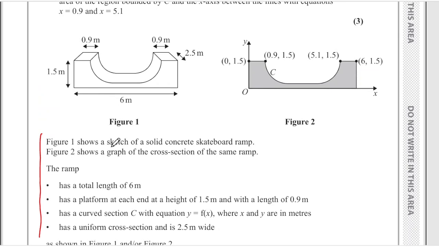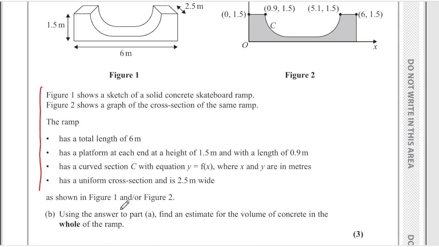Figure 1 shows a sketch of the solid concrete skateboard ramp, and figure 2 is the cross section of it. That means if you cut this somewhere in the middle or anywhere on top, you will get a layer of cross section like this. That's what figure 2 is about, and all the dimensions are given here. I'm not reading the dimensions. Use the answer to part A to find an estimate for the volume of concrete in the ramp.